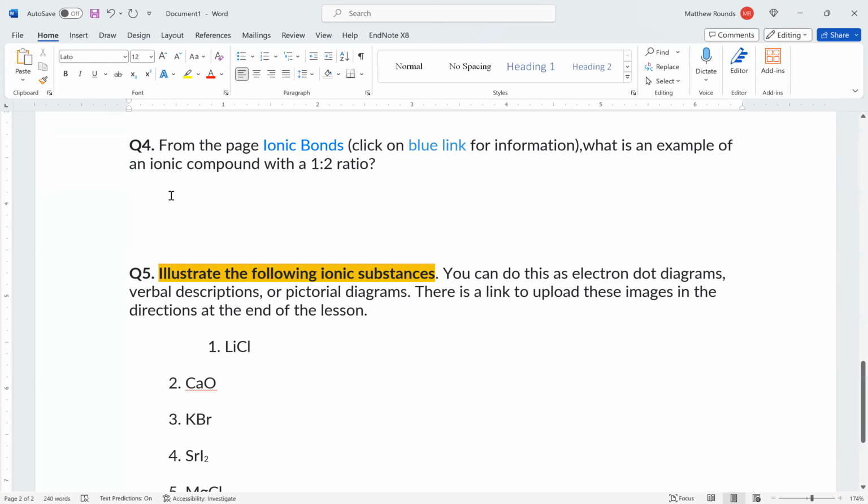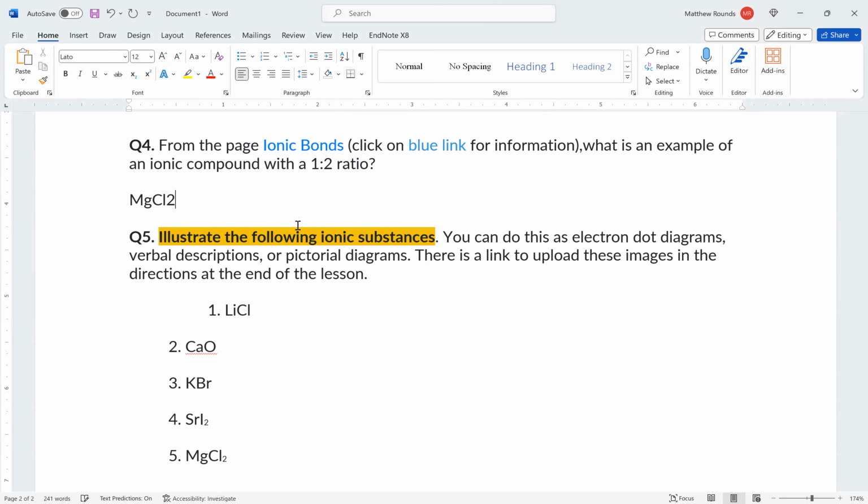So of course, the first question is what is an example of an ionic bond with a 1 to 2 ratio? Let me actually go to that link and see if it gives us any more information. 1 to 2 ratio. Okay. So an easy one here is MgCl2. The ratio means that there's 1 magnesium, there's 2 chlorides.